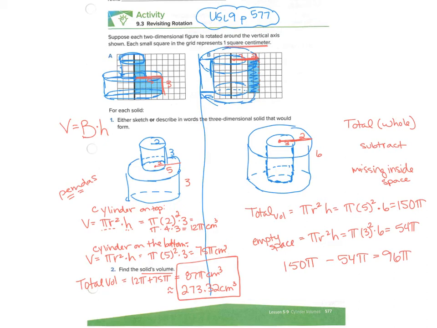And in this case, this is centimeters. It says up here that it was 1 square centimeter. Centimeters cubed, that's what volume is. Centimeters cubed, centimeters cubed. And if you want to multiply 96 by pi, then you would get 301.59 centimeters cubed. And that's an okay answer too. I would leave mine in terms of pi, but both answers are correct.